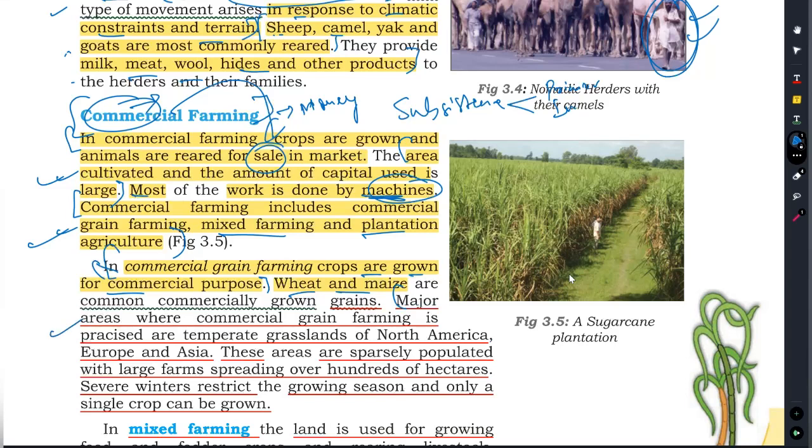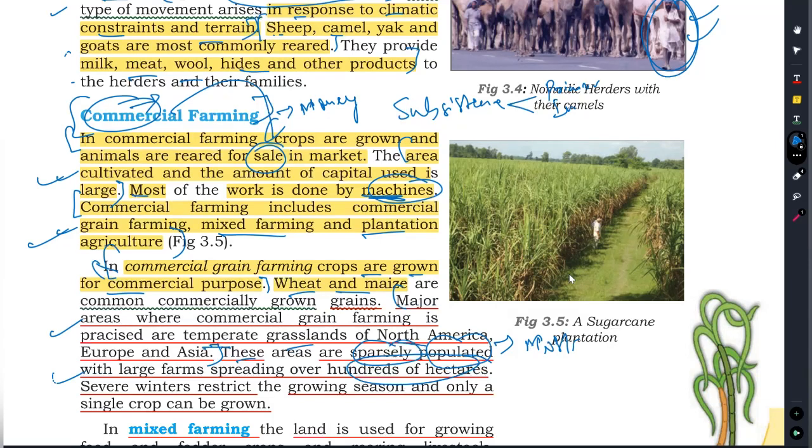Major areas where commercial grain farming is done are temperate grasslands of North America, Europe and Asia. These are the regions where commercial grain farming is done. These areas are sparsely populated. Here population is very low, so most of the lands are used for agriculture activities. With large farms spreading over hundreds of hectares in these regions, you get hundreds of hectares for crop production.